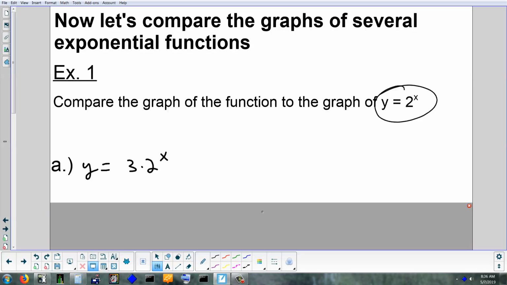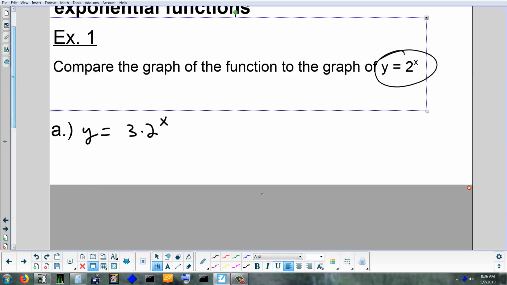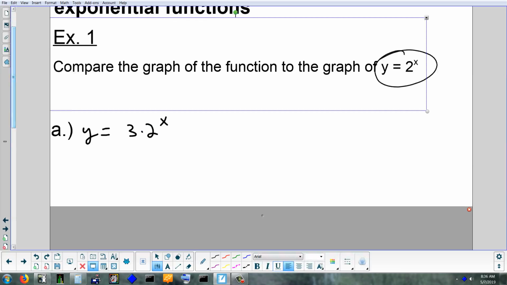So, 3 times 2 to the x. Okay, look at right here. 2 to the x, 2 to the x. That has to be the same to do this kind of problem. Right? So, compare the graph of the function.